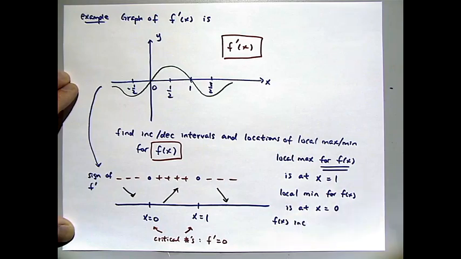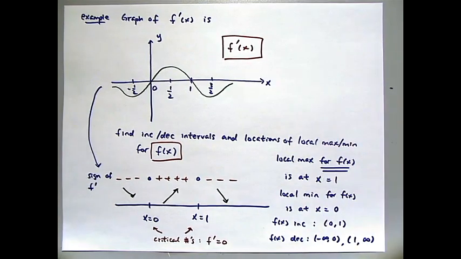And the function itself will be increasing on the interval 0 to 1. And the function will be decreasing on the intervals minus infinity to 0, and then 1 to infinity. Does that make sense? Any question on this one?